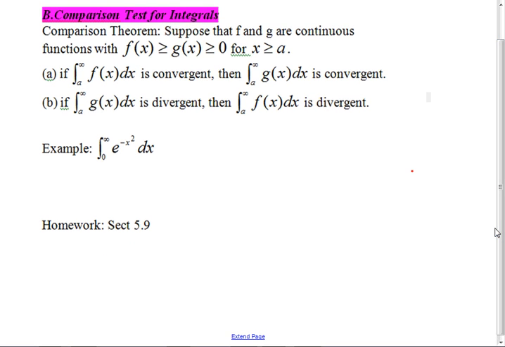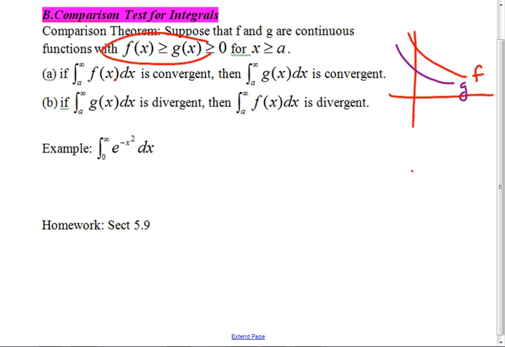Okay, guess what? Remember comparison tests for series? We have comparison tests for integrals, which should make sense, because what is an integral? Area under the curve, signed area. So if f is bigger than g, g is smaller than f. Let me draw that picture. Here comes f, and here comes g, and we're going to tell you that f converges. Then what's true about g?